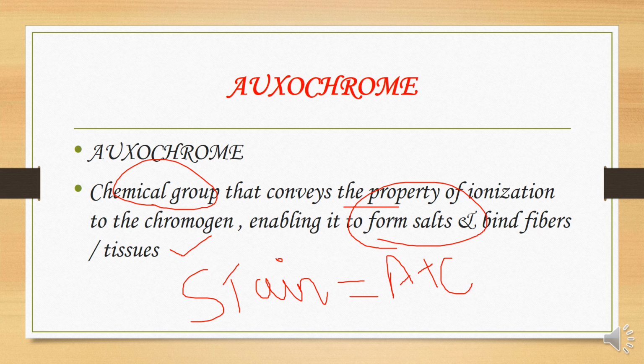Why? Because it does not have the affinity to bind to any fiber or tissue. Therefore, an oxochrome group is required. What is the oxochrome group going to be doing? It is going to be conveying the property of ionization or electrolytic dissociation to the chromogen, which thereby will enable it to form salts as well as bind to the fibers or the tissues.